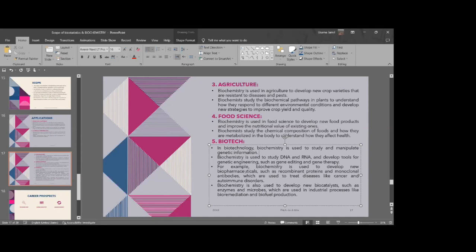Biochemistry is also used to develop new biopharmaceuticals such as recombinant proteins and monoclonal antibodies, which are used to treat diseases like cancer and autoimmune disorders. Autoimmune disorders are also a very dangerous condition in which a person develops sensitization towards its own body, its own receptors start to attract its own antibodies. So it's more like damaging its own body.